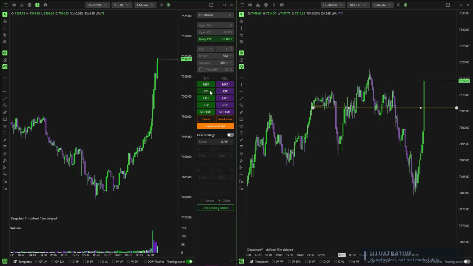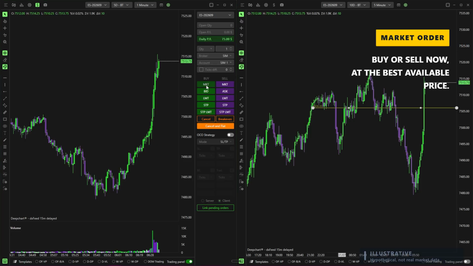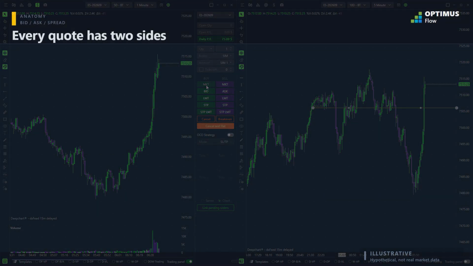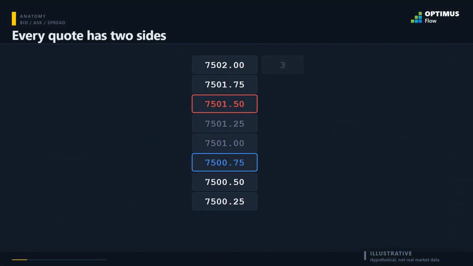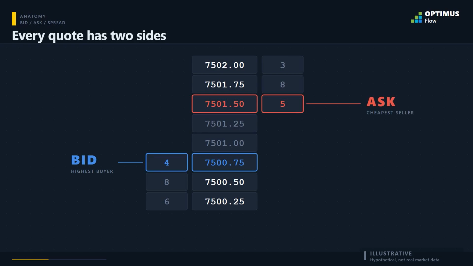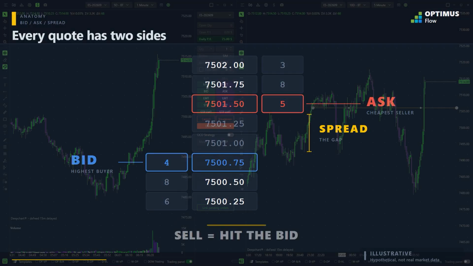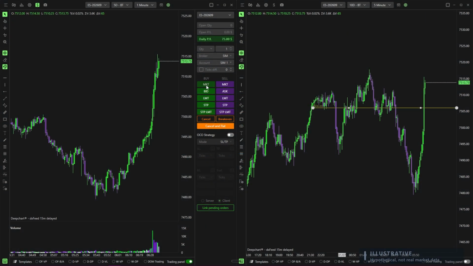So let's start with the simplest one, which is a market order. A market order is really just an instruction to buy or sell right now at the best price that's available in the market. To get that, you've got to understand that at any moment, there are actually two prices. The bid is the highest price a buyer's willing to pay, and the ask is the lowest a seller's willing to take. So a market buy takes the ask, and a market sell takes the bid. And in the panel, placing one is as simple as clicking the market button.